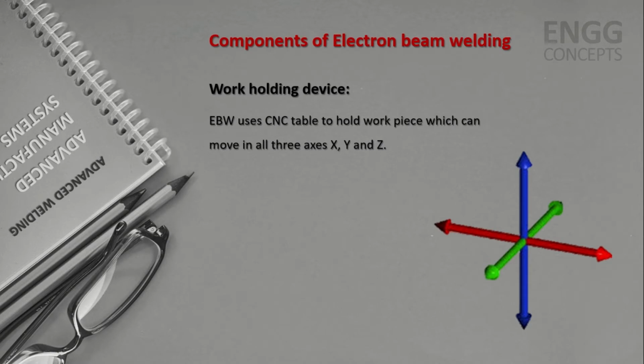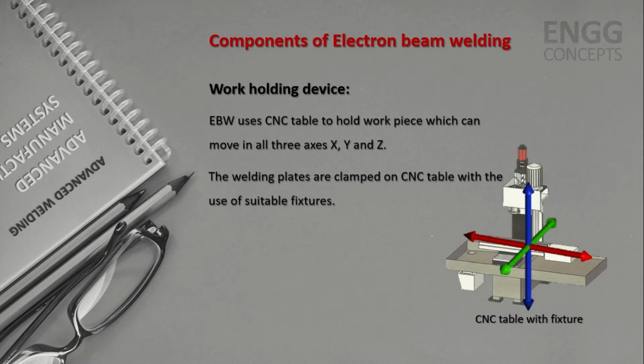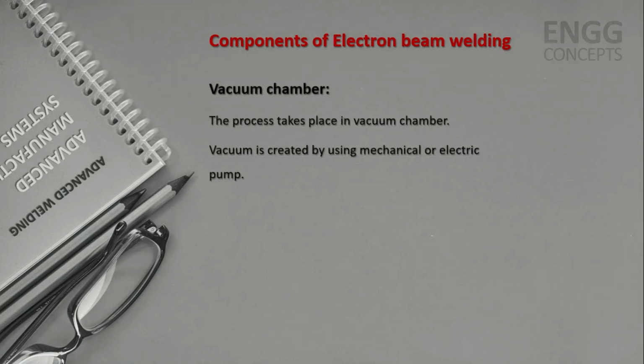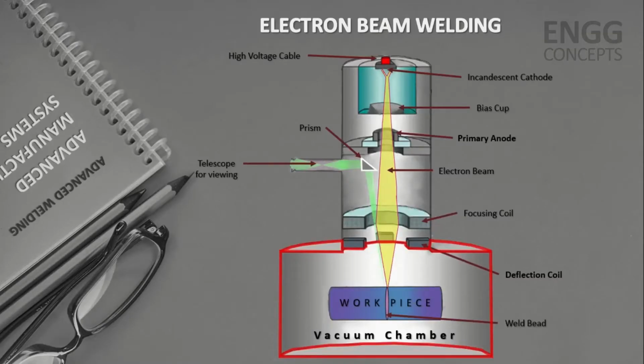Work holding device. Electron beam welding uses a CNC table to hold the workpiece, which can move in all three axes, namely X, Y, and Z. The welding plates are clamped on the CNC table with the use of suitable fixtures. Of course, we need a vacuum chamber to conduct the electron beam welding process. So the vacuum is created by using a mechanical or electrical pump.